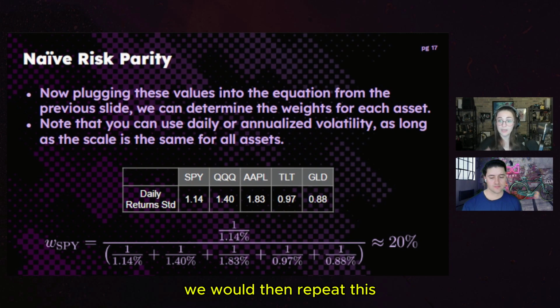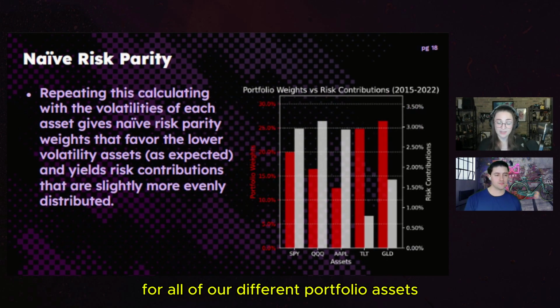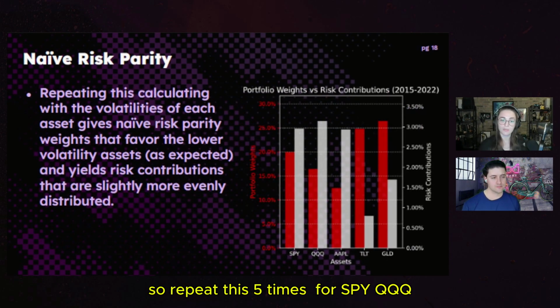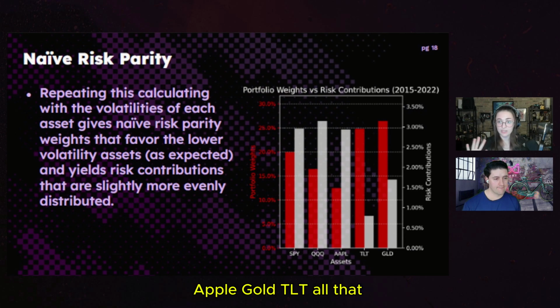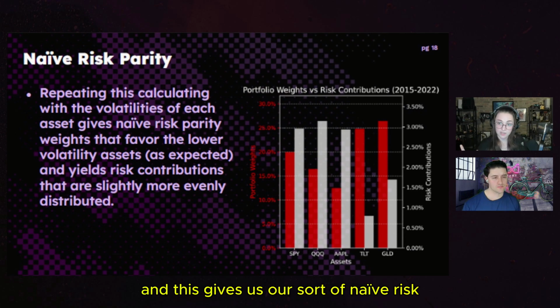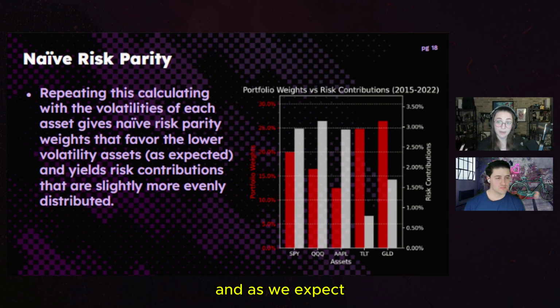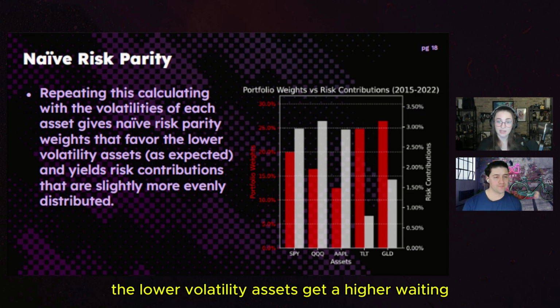We would then repeat this for all of our different portfolio assets. So repeat this 5 times for SPY, QQQ, Apple, Gold, TLT, all that. And this gives us our naive risk parity weights for our portfolio. And as we expect, the lower volatility assets get a higher weighting.